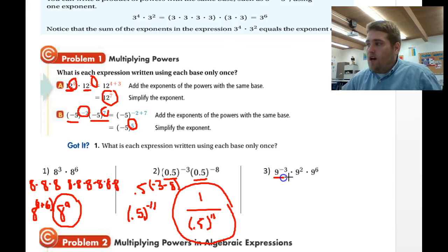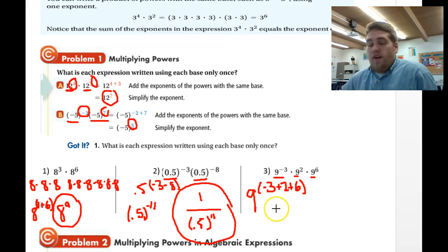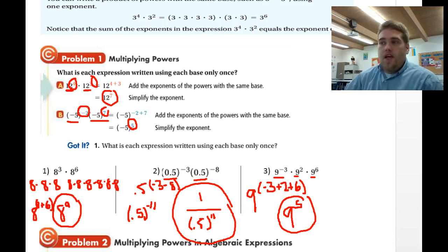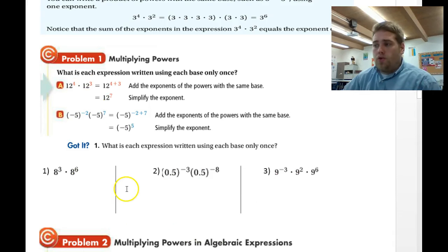So on 3, I've got 9, I've got 9, I've got 9. So let's just add the exponents together. So 9, and we have -3 plus 2 plus 6. So -3 plus 2 plus 6 gives me 5. So my final answer is 9 to the 5th. Okay? And that's all we're doing. If you have the same base, so 8's the same as 8, 0.5's the same as 0.5, 9, 9, and 9, they're all the same. Okay? If you have the same base, we can just add the exponents together.